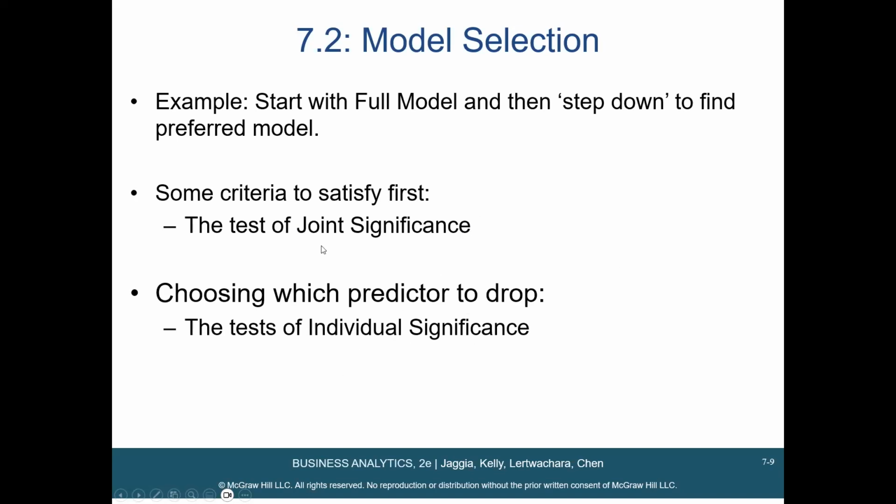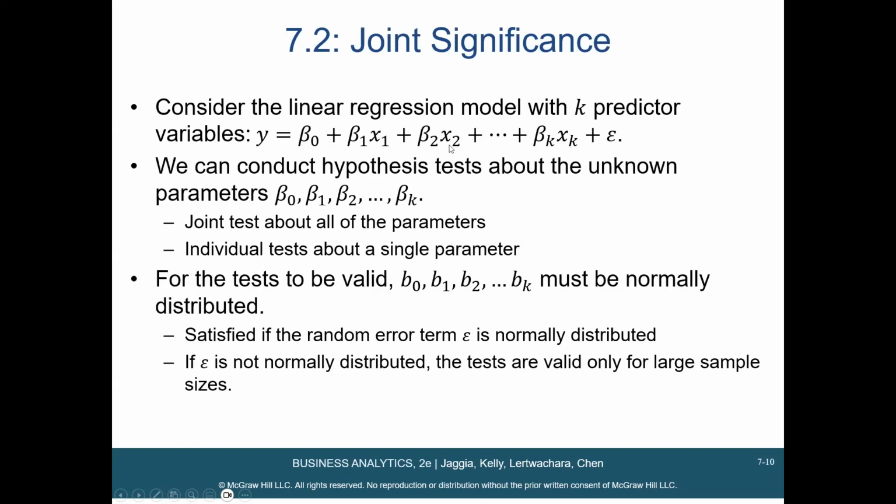Let's talk about some of the criteria that we have to satisfy first before we even do anything else with this model, and then how we choose the predictor to drop and why. Consider a linear regression model with k predictor variables, so y equals beta naught plus beta 1 times x1, and so on up to k. I'm not going to read this all out. We can produce a hypothesis test about the unknown parameters.